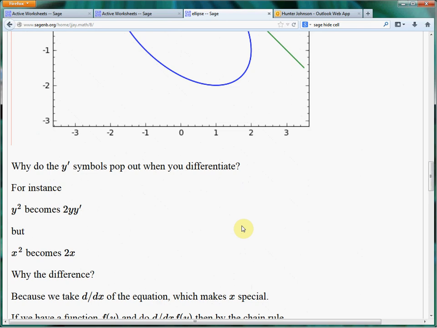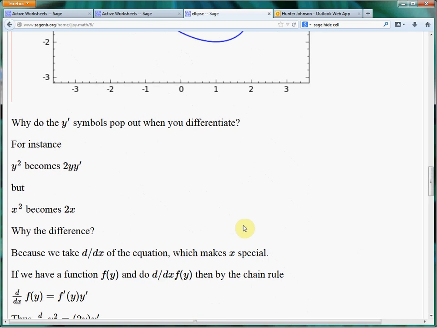I know sometimes people get confused about why the y primes pop out, and I think some people don't understand why, so they don't produce any y primes when they take the derivative of y expressions. But you have to, and this is the reason why. When we were doing the derivation in the first part, y squared became 2y times y prime when we took the derivative, but x squared just became 2x, so it doesn't really seem fair.